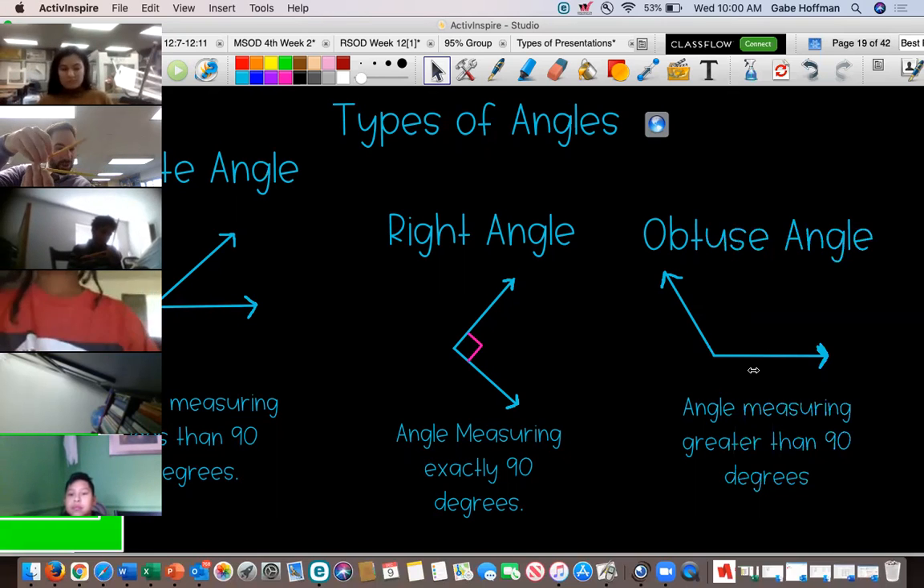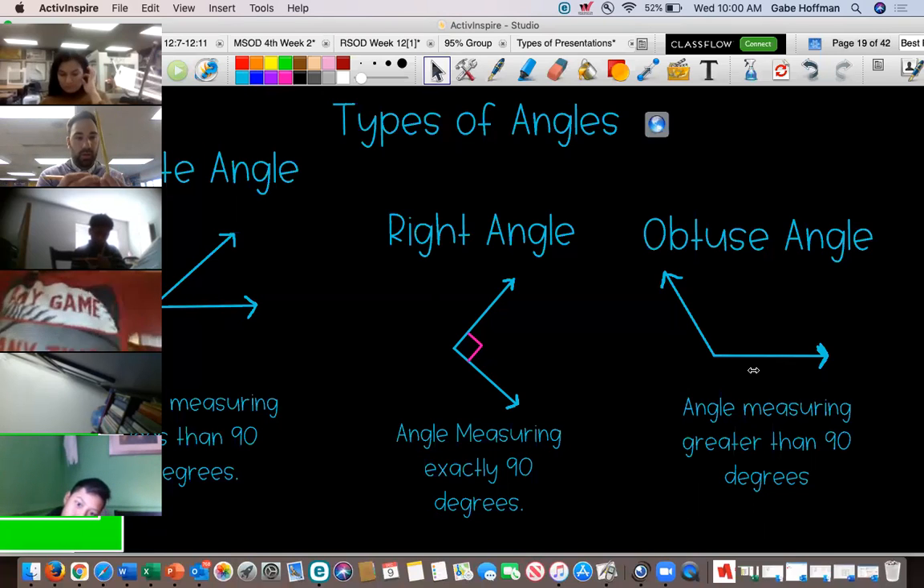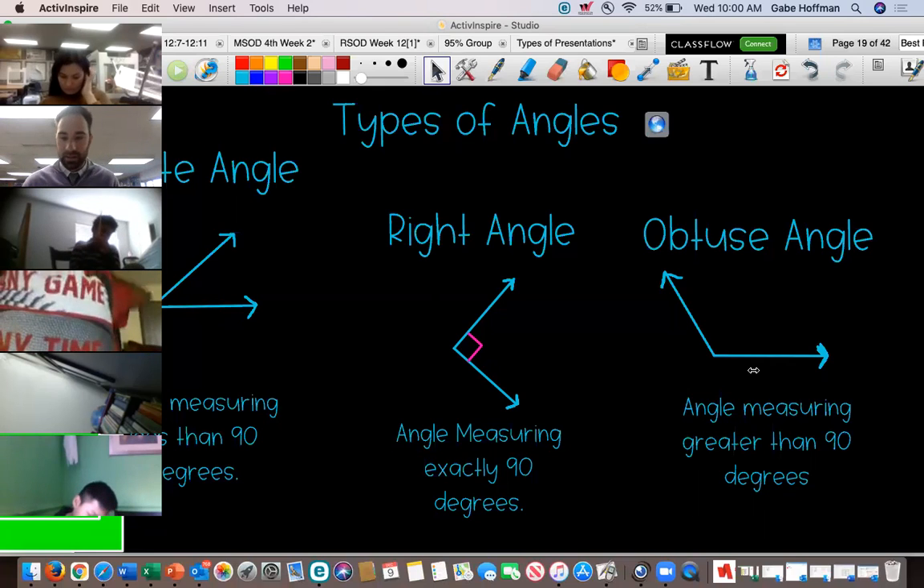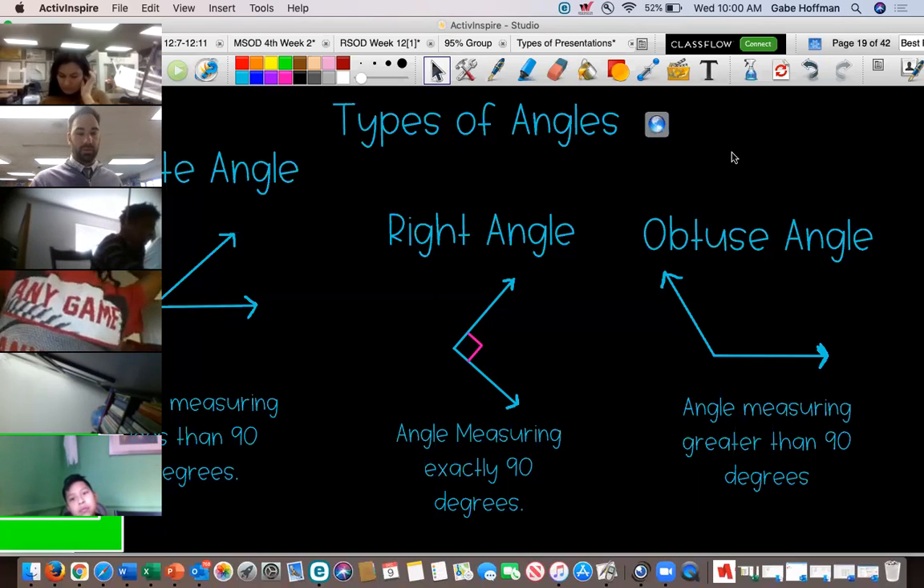So you have acute, right, and obtuse. Or if you switch the way you were looking at it, you could have acute, right, or obtuse. It does not matter which way the angle's facing. It's the degrees and how open or closed that angle is that makes it the specific type of angle.